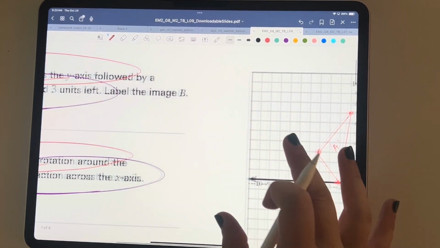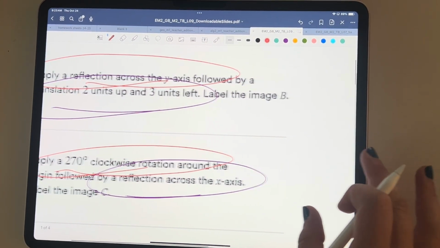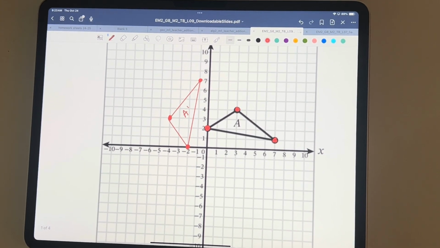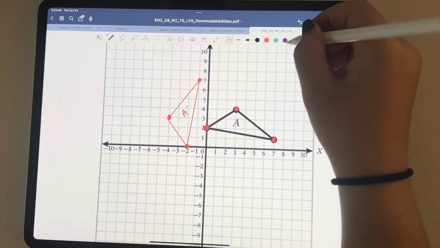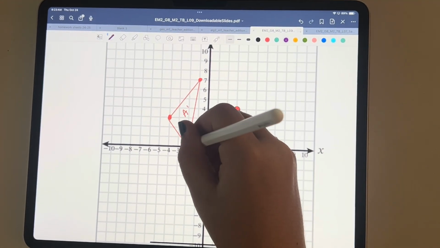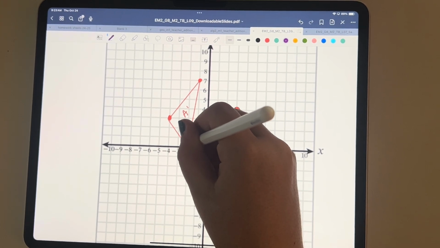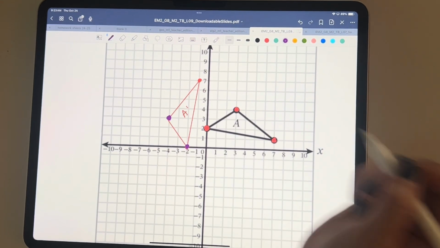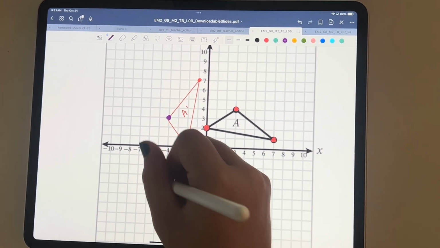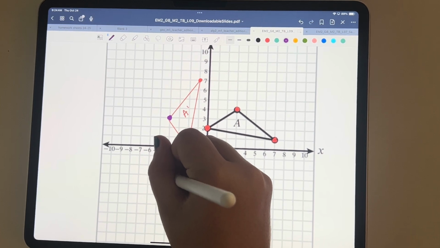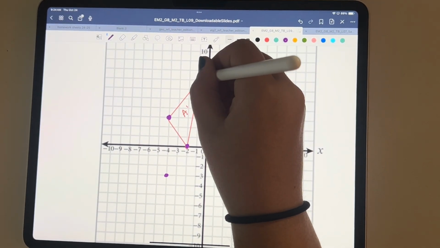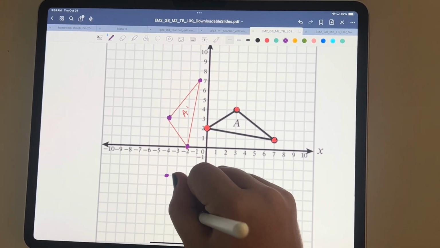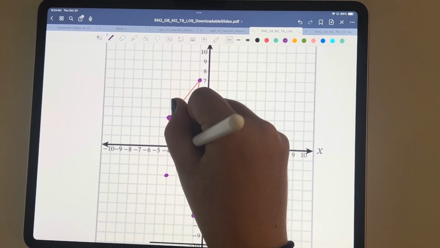Now we want to do a reflection across the x-axis. The x-axis is our horizontal, so we're flipping it over upside down. What happens to this -2, 0? It stays because it's on the x-axis. What happens to our -4, 3? It turns -4, -3. Absolutely. And then our -1, 7? -1, -7. Perfect.